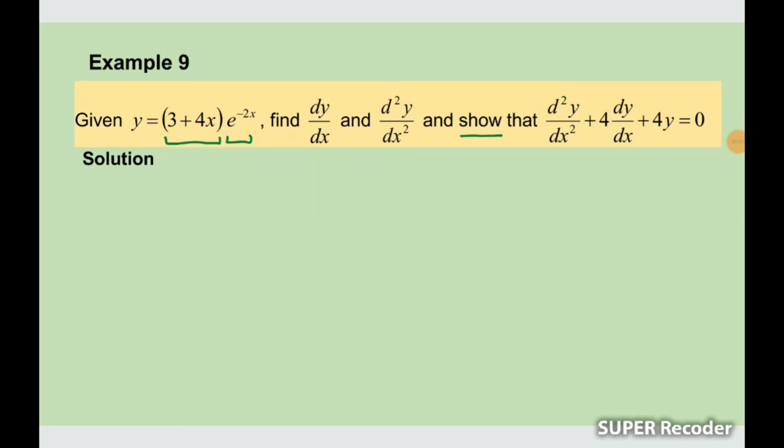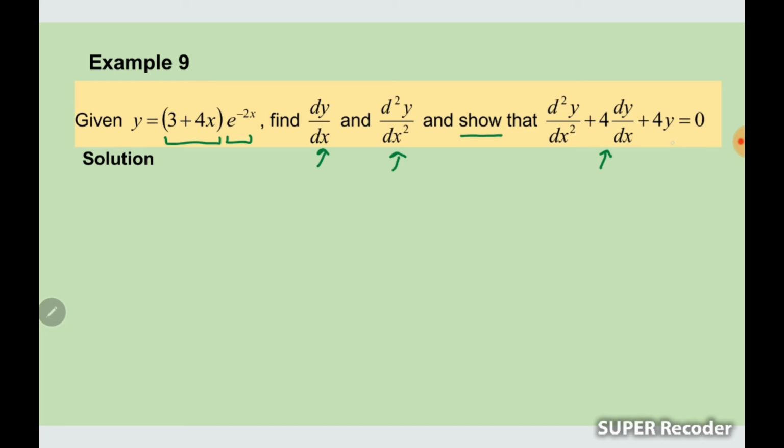Okay, now we continue to example 9, our last example for chapter 3. Given y equals to 3x plus 4 multiply with e to the power of negative 2x, find dy dx. Then find also d squared y dx squared. And after that you have to show that d squared y dx squared plus 4 dy dx plus 4y is equals to 0.